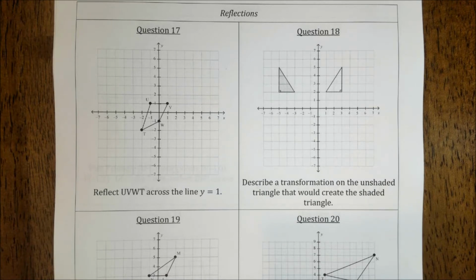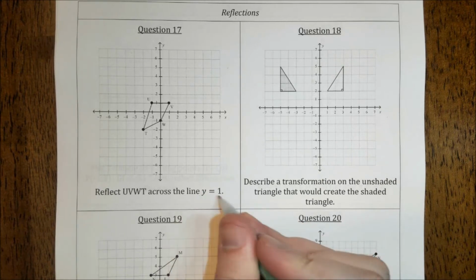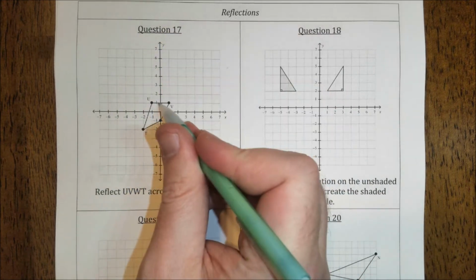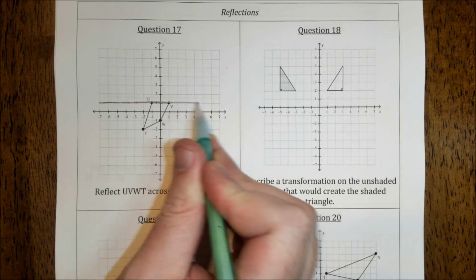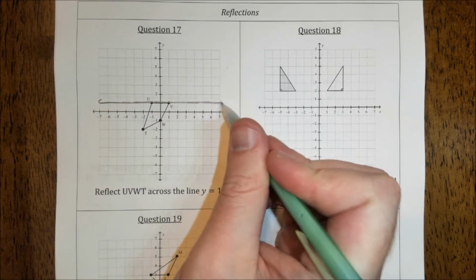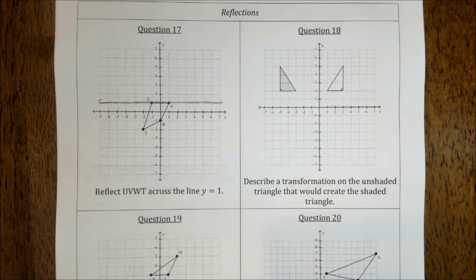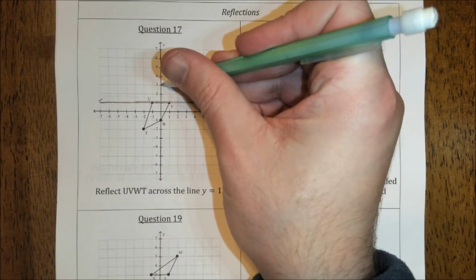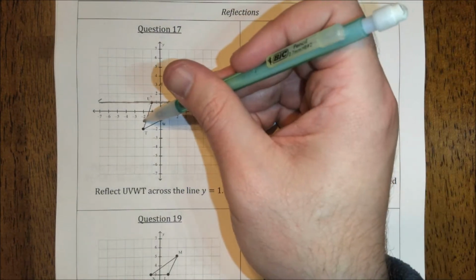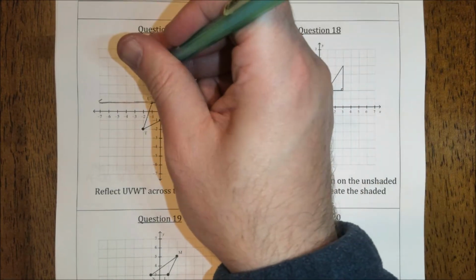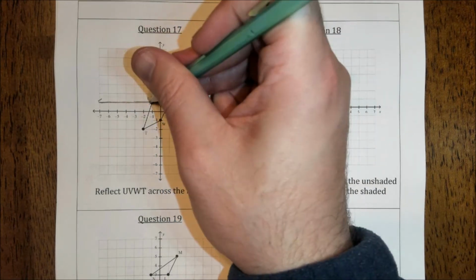Question 17 wants us to reflect UVWT across the line y equals 1. y equals 1 is a line that hits the y-axis at 1. The y-axis is right here, and 1 is right here. Our line is right here, which makes things nice. When we go to reflect, U and V don't move. They're on the line. W is 2 below, so now it's 2 above. That'll be W prime. This will be V prime. This will be U prime. T is 1, 2, 3 below, so now it's 1, 2, 3 above. Our shape, when connected, looks like that.